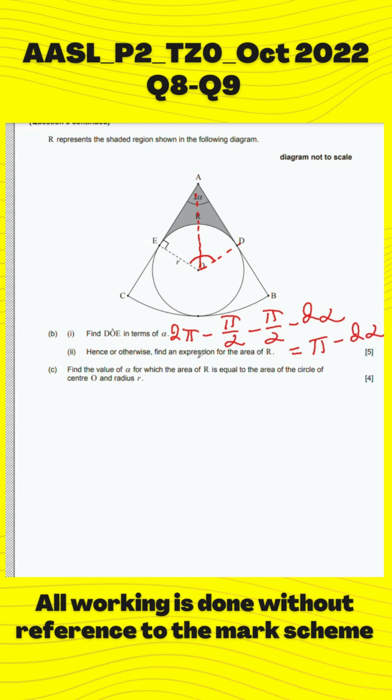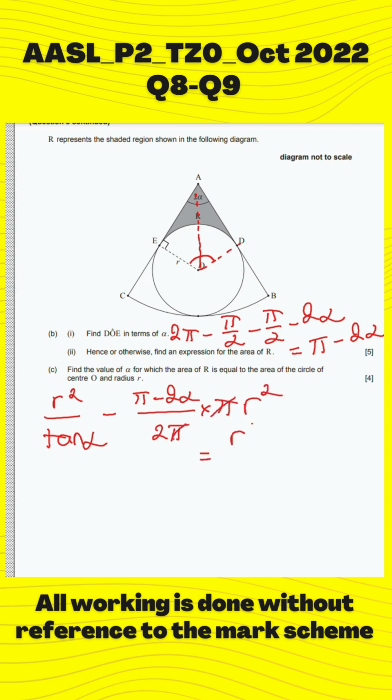Hence, find an expression for the area in terms of R. To find the shaded area, we take the area of AEOD minus this sector area. So it will be R squared over tan alpha minus the center angle, which is pi minus 2 alpha, divided by 2 pi and multiplied by pi R squared. You can simplify, and it will be R squared over tan alpha minus R squared multiplied by pi minus 2 alpha over 2.